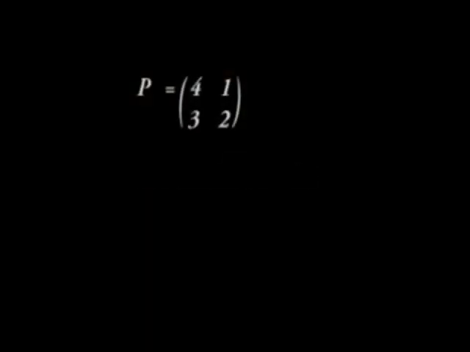Matrix notation. Sometimes a matrix is represented by bold letters. For example, P is given by 4 1 3 2, Q is equal to 3 2 1 4 1 6.